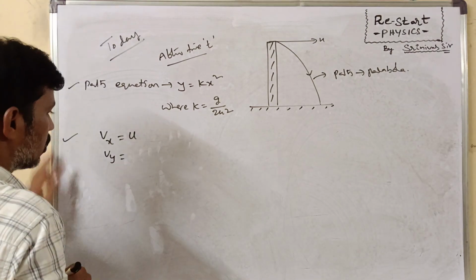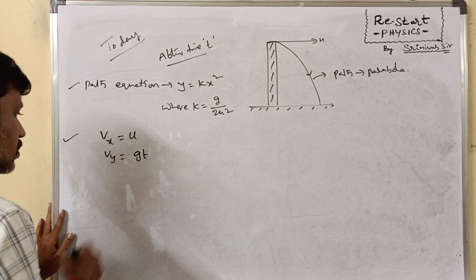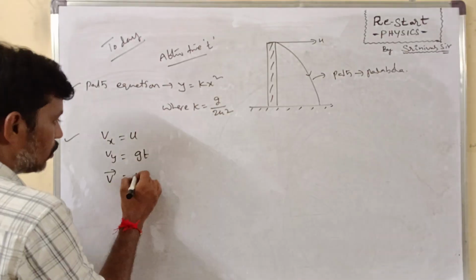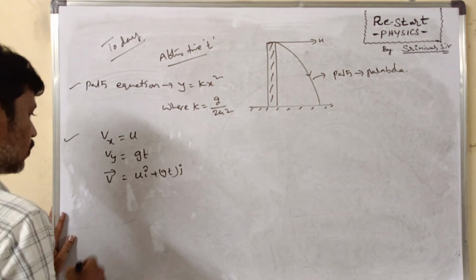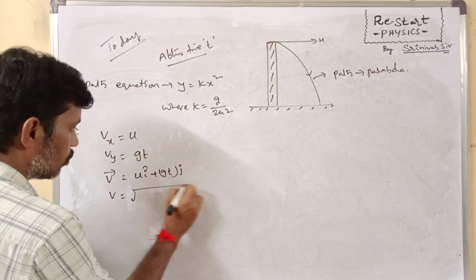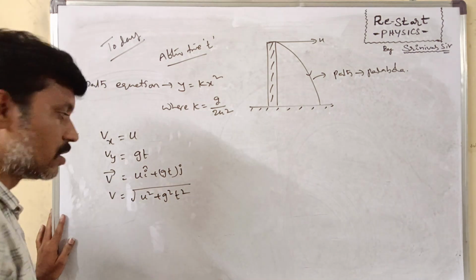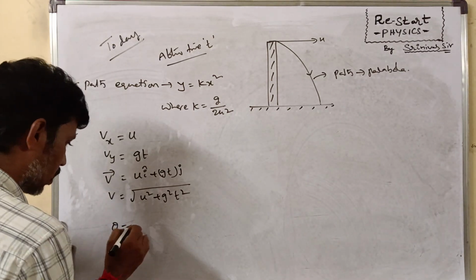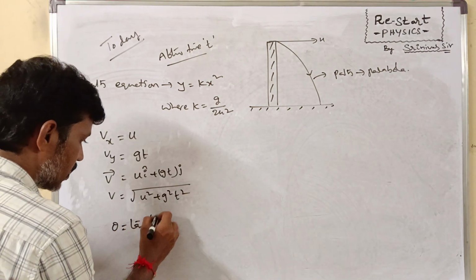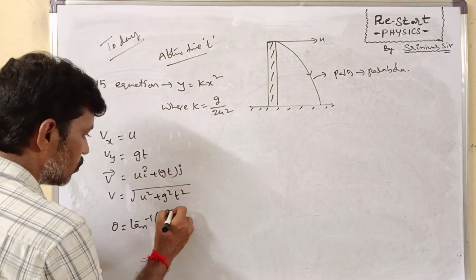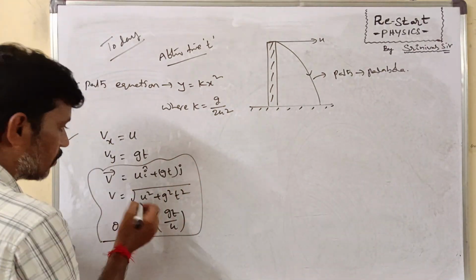The vertical component of the final velocity is gt, so the velocity vector is equal to u i cap plus gt j cap. The magnitude v is equal to the root of u square plus g square t square, and theta, the angle made by the velocity vector with the horizontal axis, is equal to tan inverse of gt by u. Clear? This is the velocity after any time.